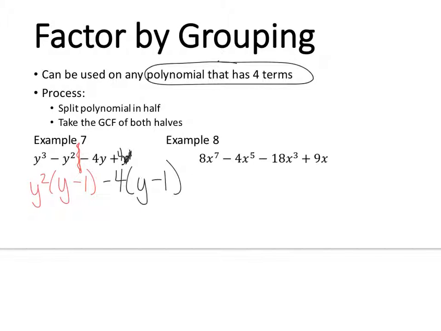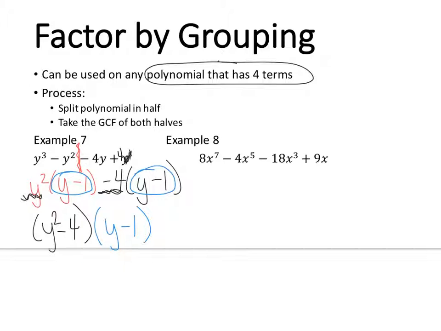The only way factor by grouping works is when you pull out the GCF of both halves, you're left with the exact same thing inside the parentheses. Because then I can group that into just one parenthesis, and I take what is out front, so this y squared and then negative 4, and that's going to create my other parenthesis. So that's how factor by grouping works. I split it in half, take the GCF of both halves, write the GCFs in one parenthesis, and write what was left in the other parenthesis.